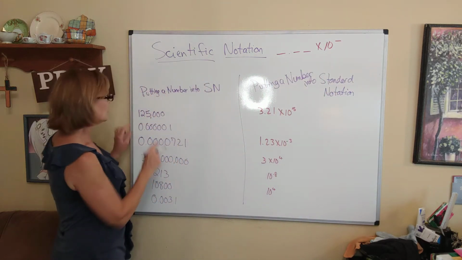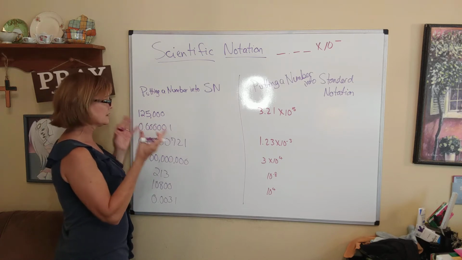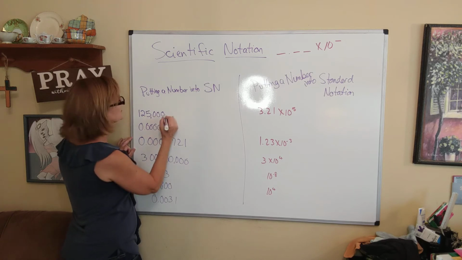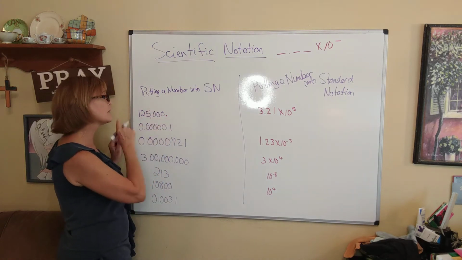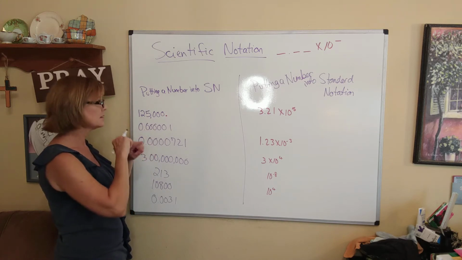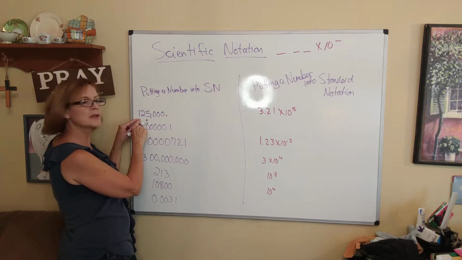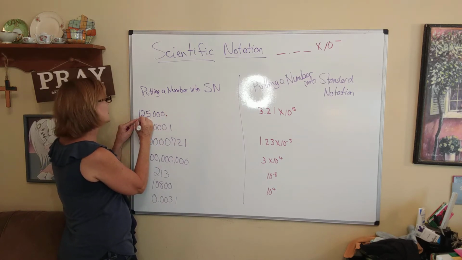Okay, well, look at this first example. This is 125,000. Where is the decimal currently? Well, this is definitely a whole number. It's a big number. The decimal is to the right here. This is where it currently is. So I'm going to move it to the right of the first number I come to that is not zero. And I work from left to right. From left to right, the first number I come to that's not zero is this 1. So that means I'm going to move the decimal right here.